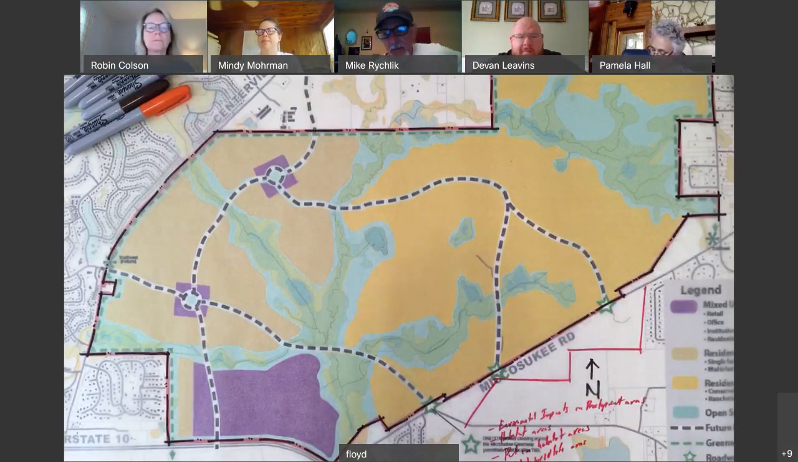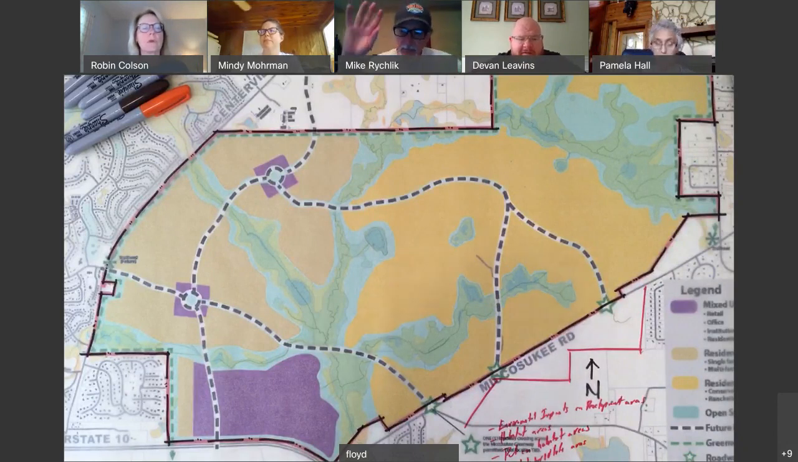Does anyone else have any other comments on environmental features or habitats that are on the panel right now? Anyone want to add to that conversation?